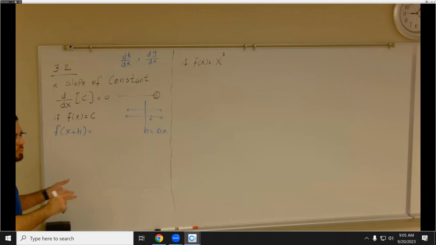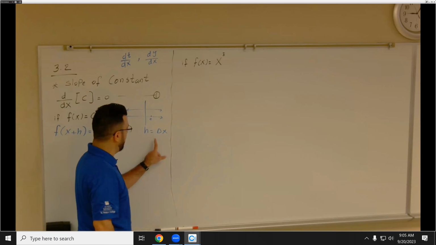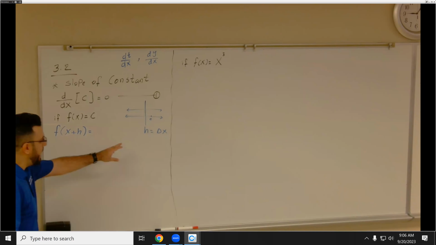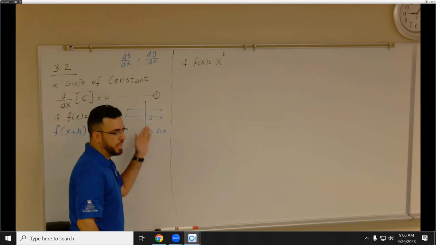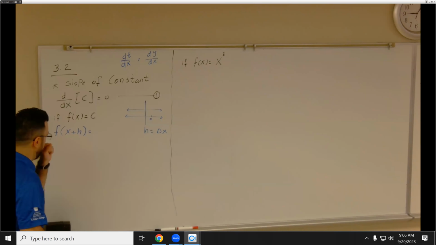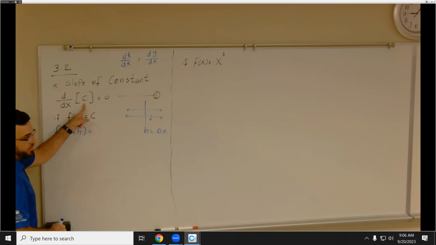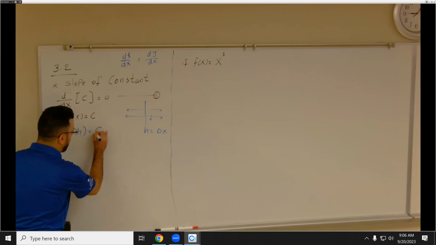Sometimes they're saying h instead of delta x, okay, which is the same thing, because it's easier when you FOIL. So you can use h, it's fine. Just if you see h, you're gonna say, okay, what does that mean? It's the same thing as delta x. That means x plus h in this function is going to be the same thing.